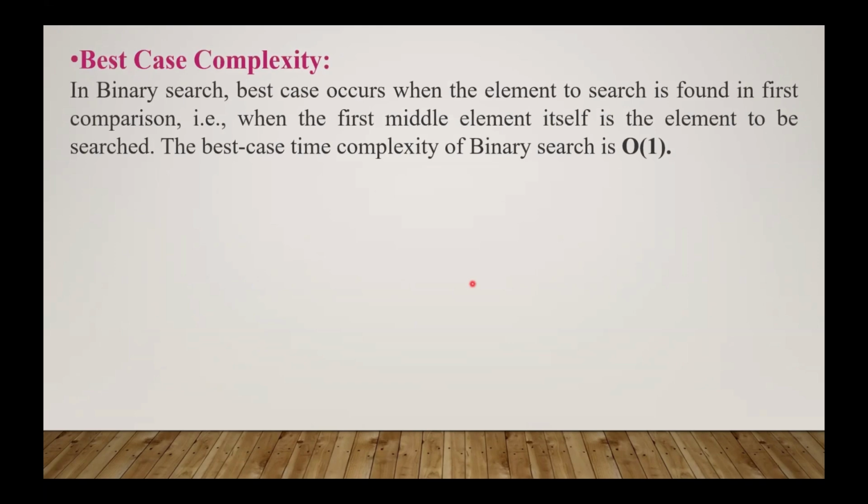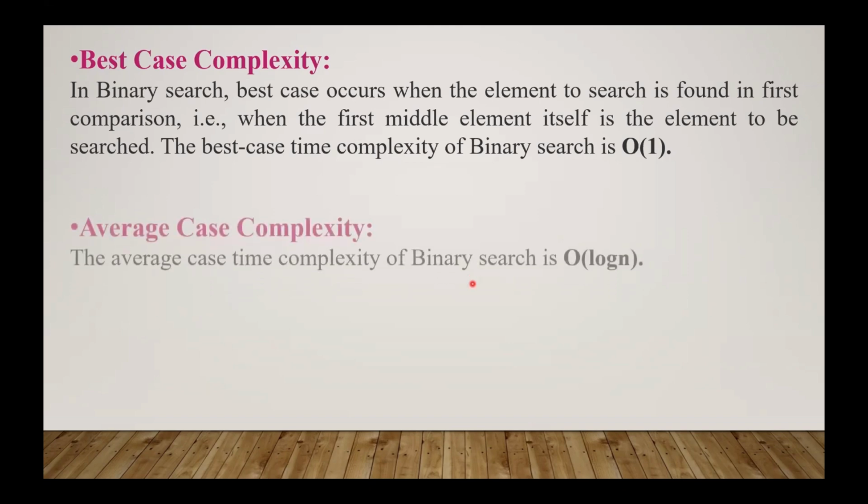So what is the time complexity? In case of binary search, the best case scenario occurs if, whenever we search for an element, we find it at the first occurrence, meaning the first element. Whenever we make the first comparison, we get the value. Then it is the best time complexity for binary search, and it is order of 1.